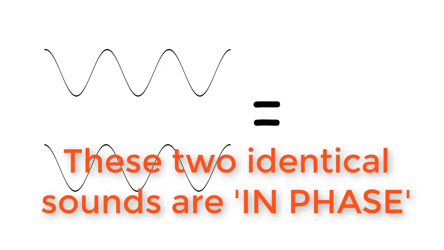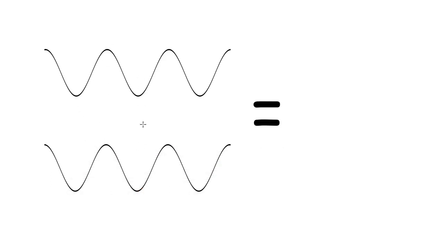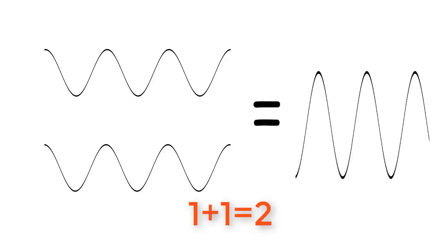So we've got our original waveform, and the second is exactly the same. The troughs are in the same place. The peaks are in the same place. These are two identical sounds. Add them together, and what happens is you get an increase in amplitude.